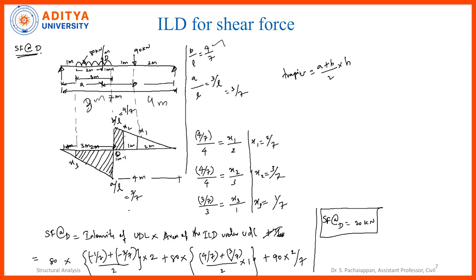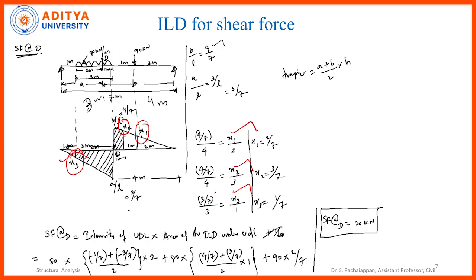Now, compared to the earlier case and this case, what is the difference? If it is a concentrated load, load multiplied by the ILD ordinate, that's it. But if it is a UDL, load multiplied by the area of the shaded portion in the ILD diagram. Let's see that one. We calculated the value of x1 by similar triangle. We calculated the value of x2 by similar triangle. We calculated the value of x3 by similar triangle. Okay, all these values are calculated. Let's see how it comes.